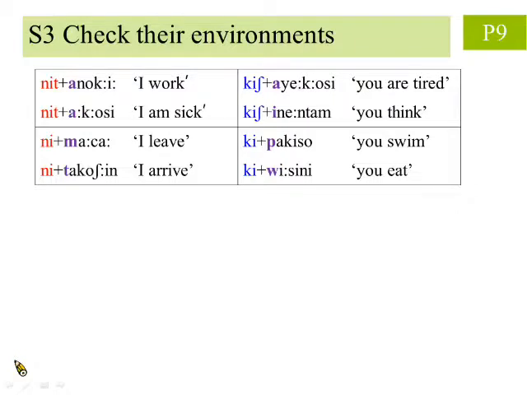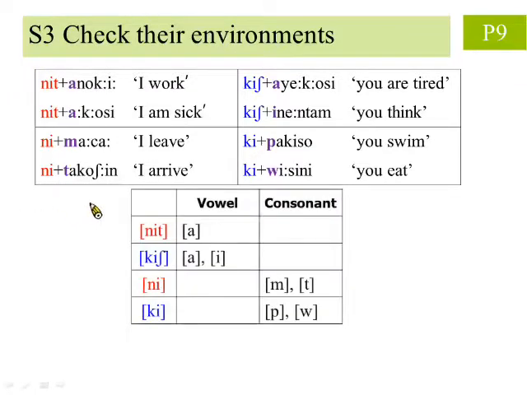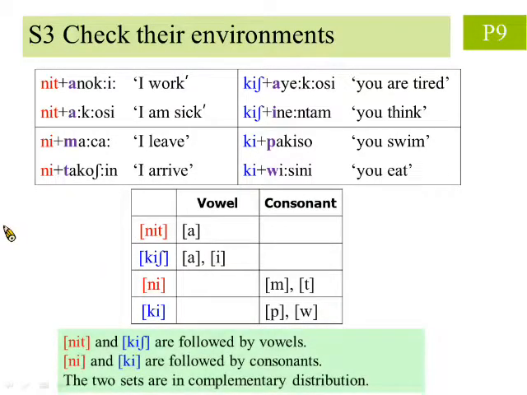Step 3. Check their environments. We further split the words into 4 groups according to different prefixes. After observing, we find that nit and kit are both immediately followed by vowels, while ni and ki are followed by consonants. And so the two sets are in complementary distribution.